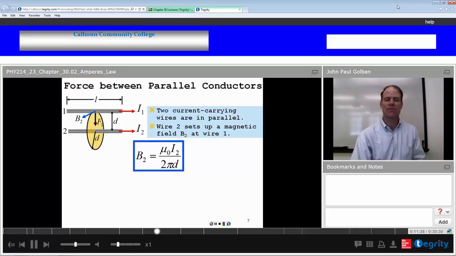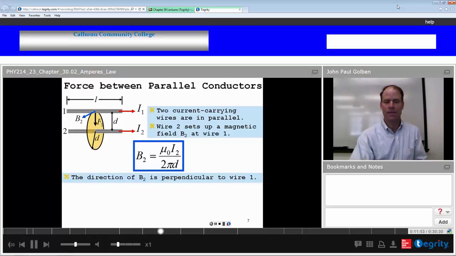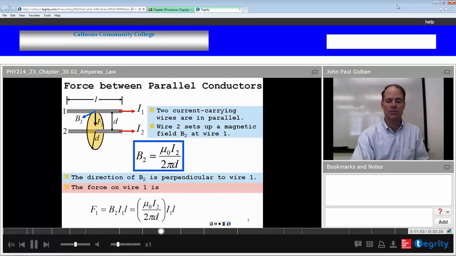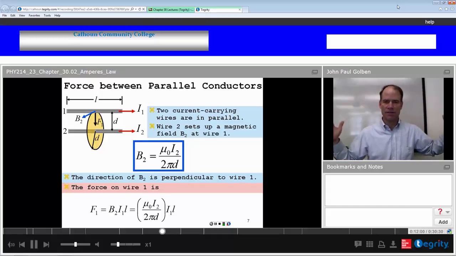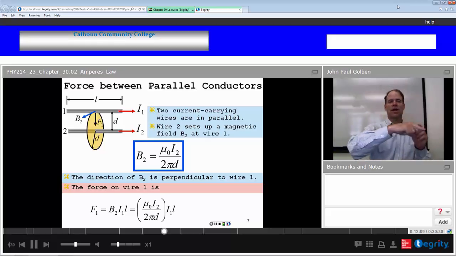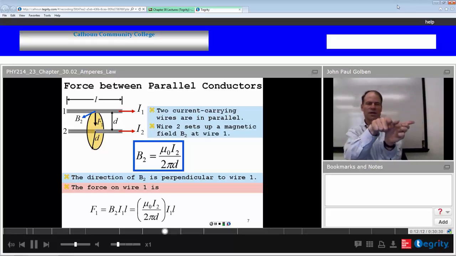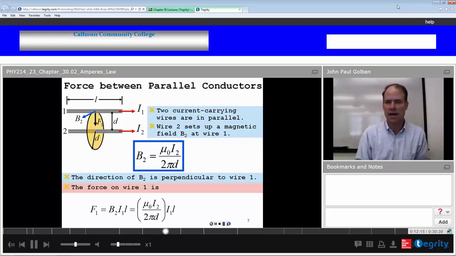The magnitude of the magnetic field it's feeling is from wire number 2, and that's mu naught I2 over 2 pi d, where d is the distance that we are away from wire number 2. So that'll be the magnitude. The force is going to be I L B sine theta, and I is going to be I1. L is going to be the length of wire number 1, and the magnetic field B is going to be due to wire number 2, mu naught I2 over 2 pi d. Theta is going to be 90 degrees because the current's going this way, the magnetic field's going this way. That's going to be a 90-degree angle between the two. Sine of 90 is 1.